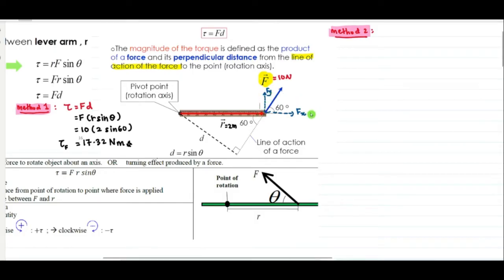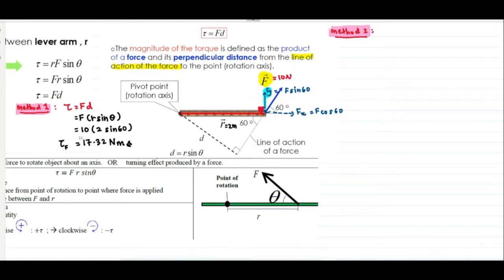Where Fx is equal to F cos 60 degree, where Fy is equal to F sin 60 degree. Kalau saya tanya awak, kita nak pilih torque is equal to Fx r ataupun torque is equal to Fy r? In this case, siapa yang 90 degree? Dia akan tengok pada Fy, sebab bila dia resolve, Fy is 90 degree dengan R. So the torque will be maximum when we use Fy.